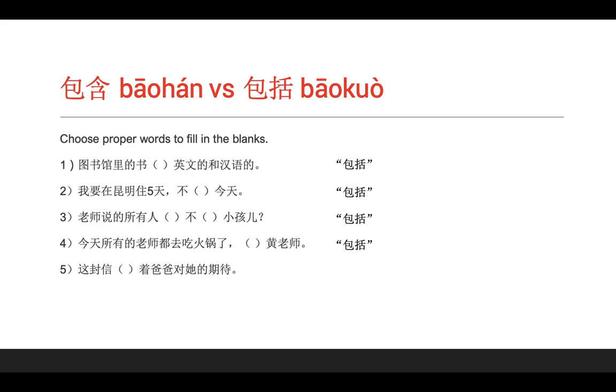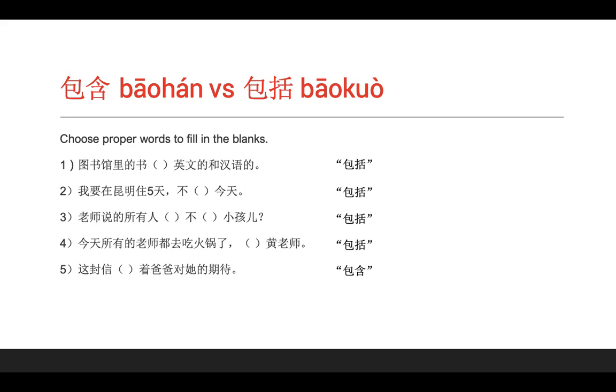And the fifth one, 这封信，这爸爸对他的期待. We are going to use, I hope you make it correct, 包含, because here 这封信 is this letter. 期待 is expectation, and a letter can contain an expectation, but an expectation is not a component of a letter. It cannot make up a letter. So we are going to use 包含 in this case.